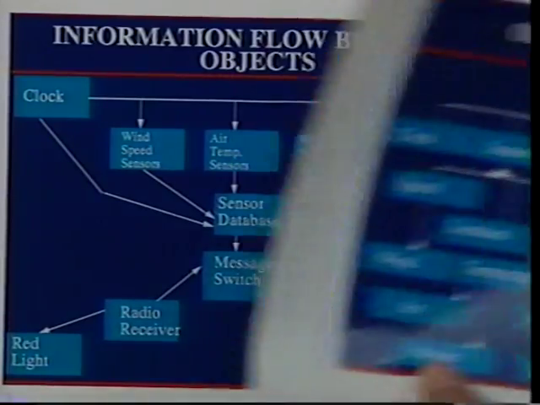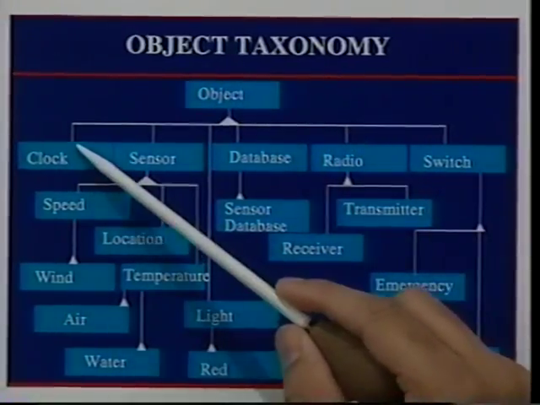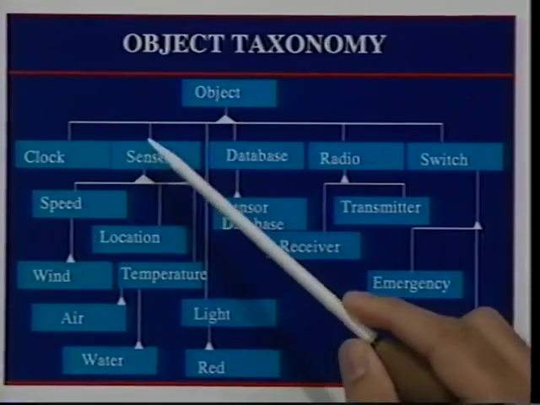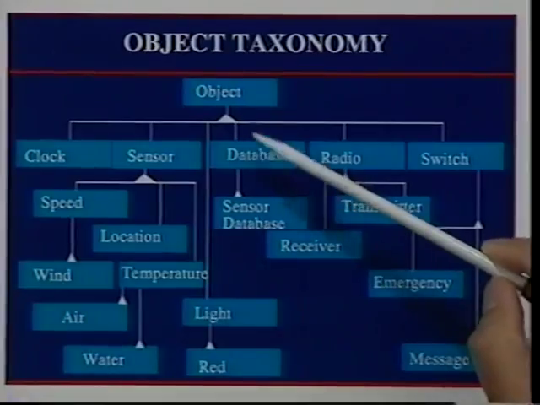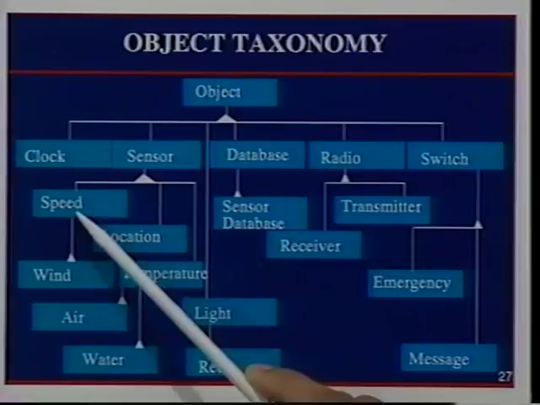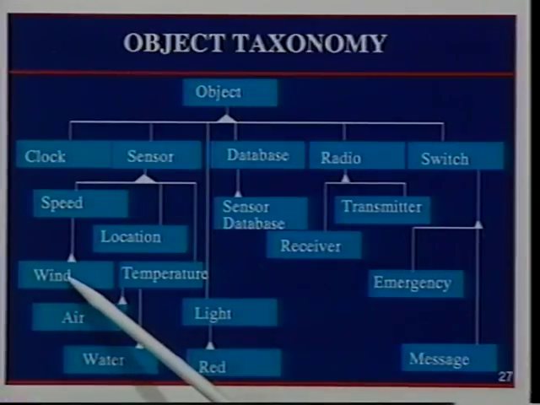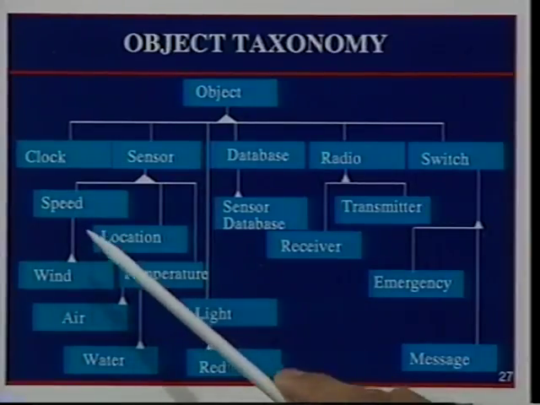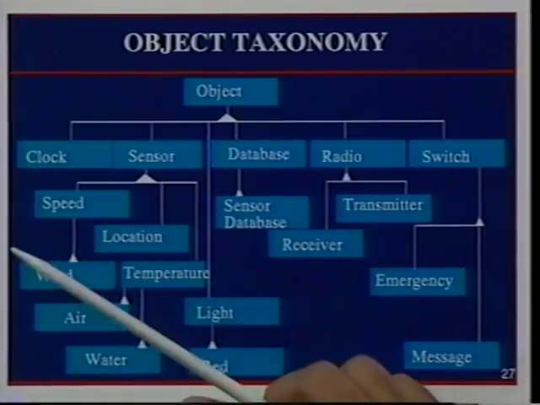Here is an object taxonomy, where we have at the top level the object. There's a clock object, which is a subclass of this object. There's a sensor object, which is a subclass of this object. There's a database object, subclass of this. Then we have the speed sensor object, which is a kind of sensor object. Then I have the wind speed sensor object, which is a subclass of the speed sensor object. The location object is a subclass of the sensor object.